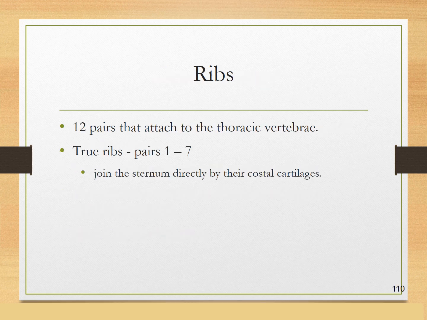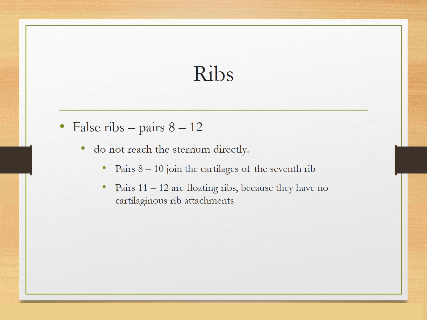There are 12 pairs of ribs that attach to the thoracic vertebrae, and they can be categorized by their structure. The true ribs, pairs 1 through 7, join to the sternum directly by their costal cartilage. Pairs 8 through 12 are known as the false ribs. They do not reach the sternum directly. Pairs 8, 9, and 10 piggyback off the cartilage of the 7th rib. Pairs 11 and 12 are also known as floating ribs because they do not articulate at all with the sternum.